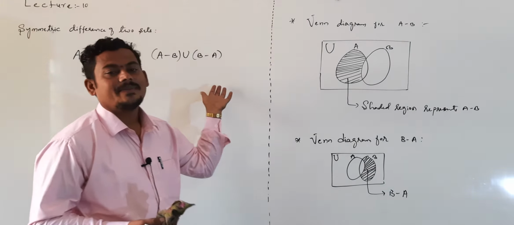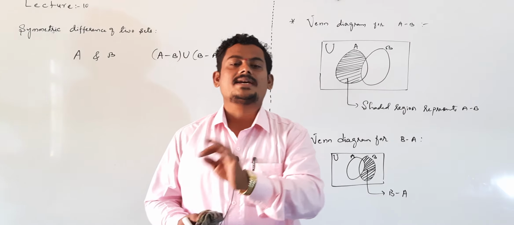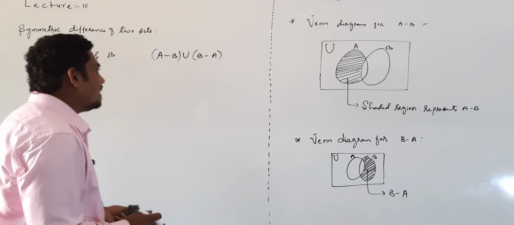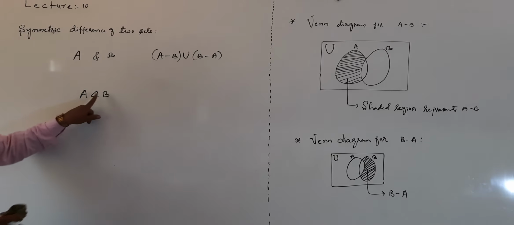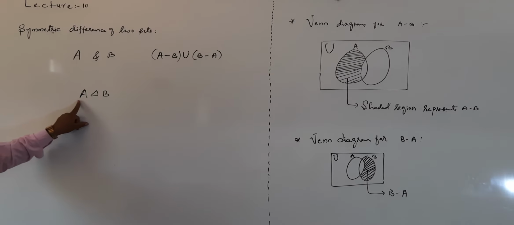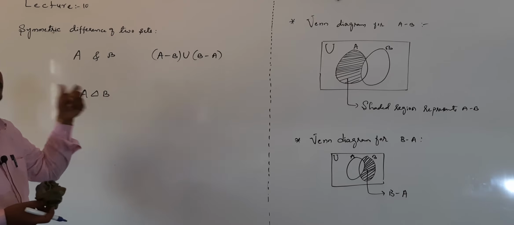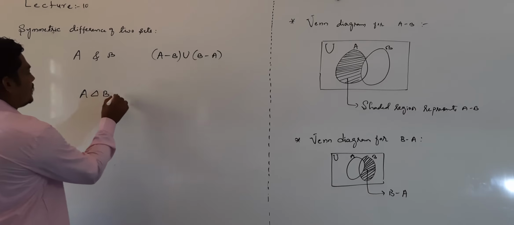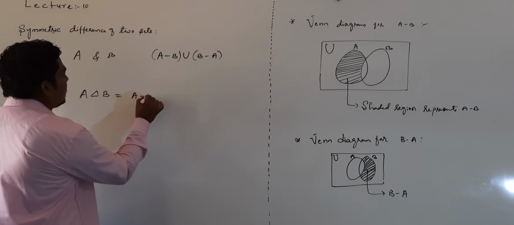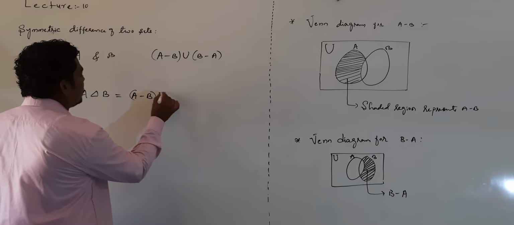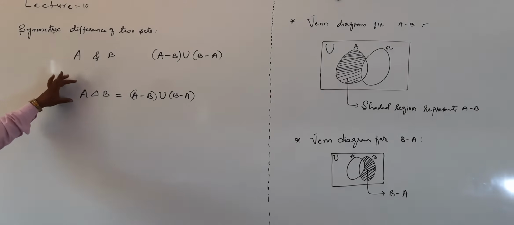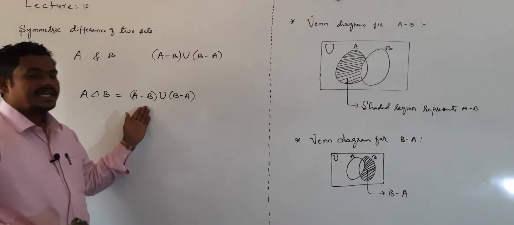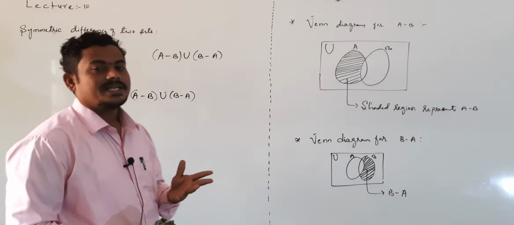This is known as the symmetric difference of the sets capital A and capital B, and it is denoted as A symmetric difference B. It is not A triangle B. Just read it as A symmetric difference B. A symmetric difference B is equal to A minus B union B minus A. A symmetric difference B is nothing but A minus B union B minus A.